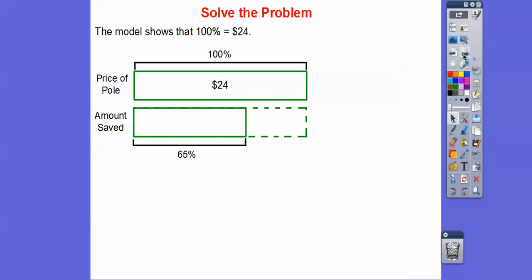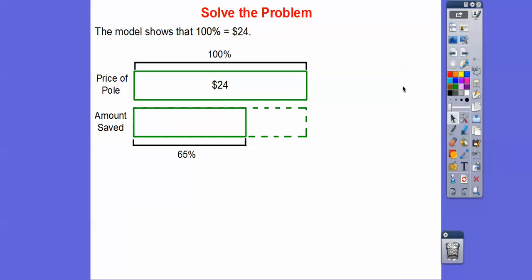Anyways, so here's a bar model that shows 100% of the $24, okay? So 65%, remember 65% is more than 50%, so 50% would be about right in the middle of this right here. So we just made it a little bit bigger. So we're going to first find 65%, and whatever that is, then the rest of it will be how much more he needs to save, okay?